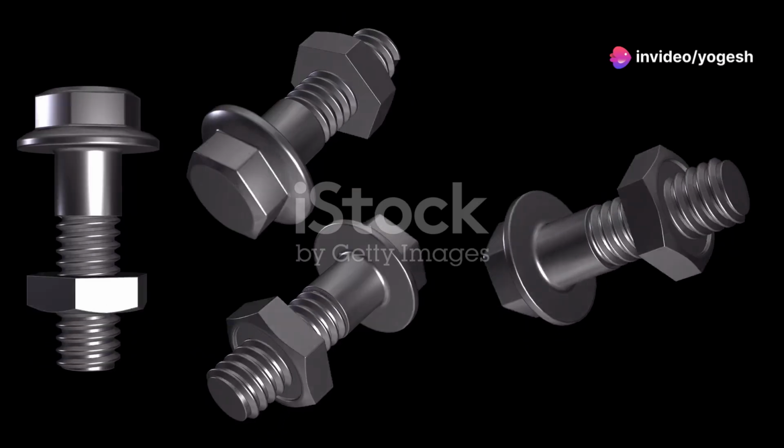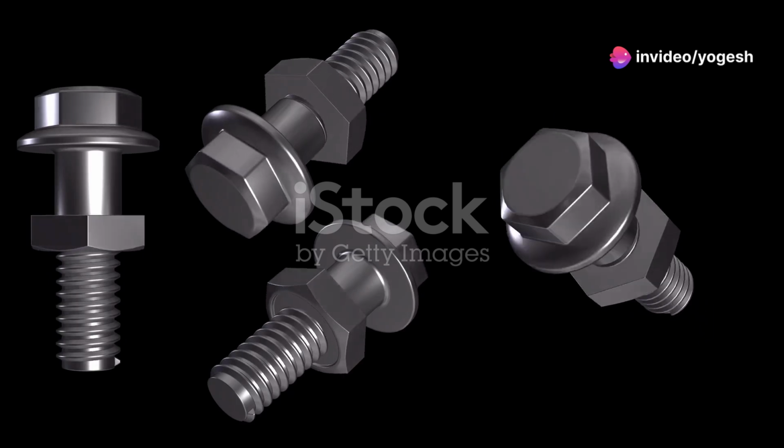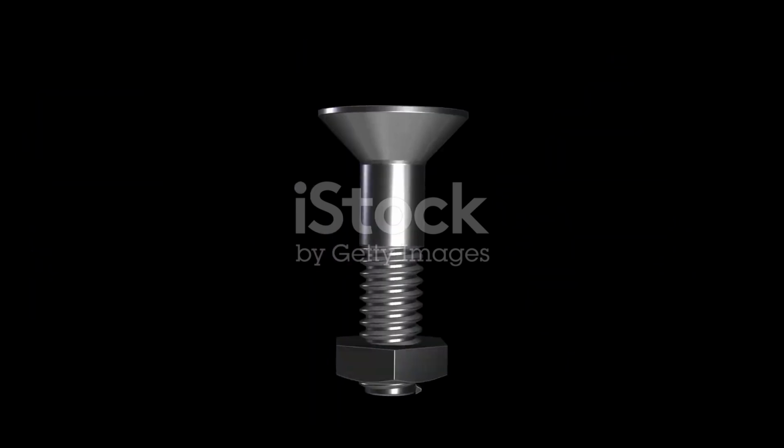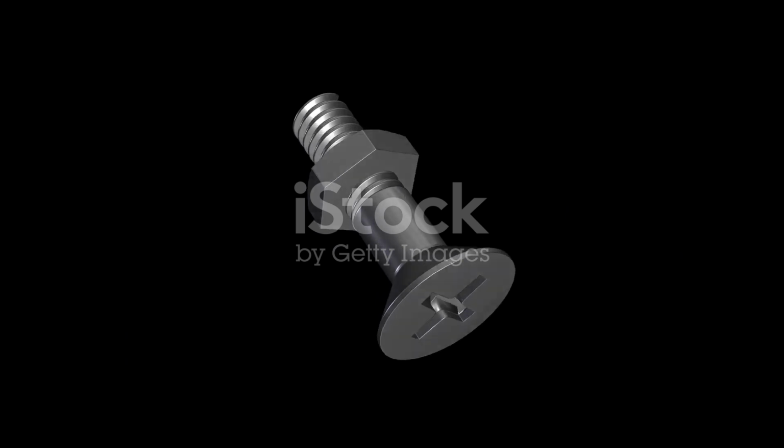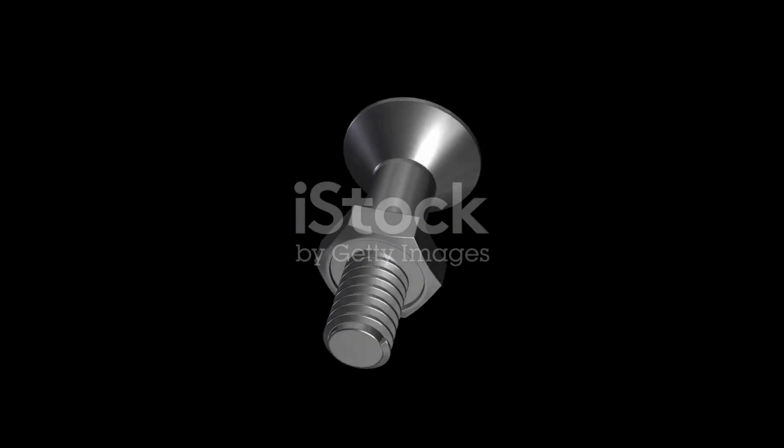A nut is represented by a hexagon, and a washer is represented by a simple circle. These symbols are often used in conjunction with simplified thread representations, where only the major diameter of the thread is shown for clarity.